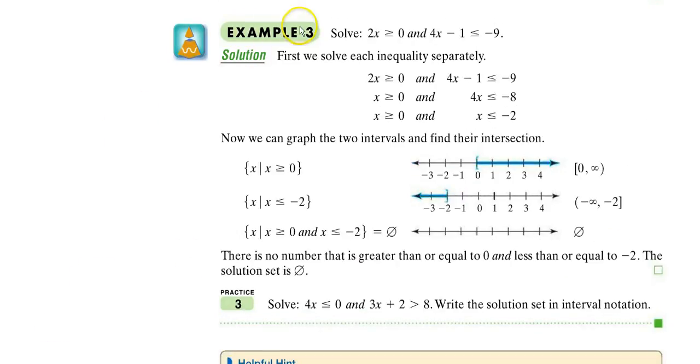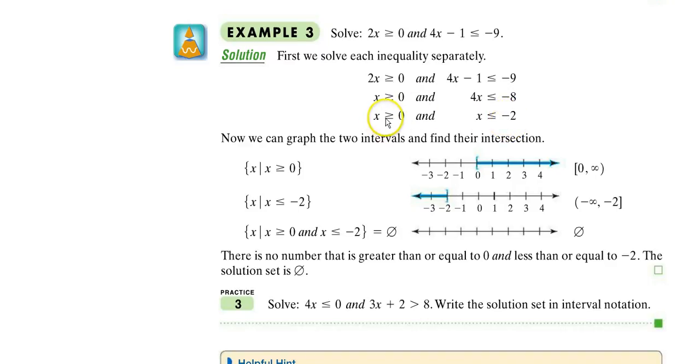On to example 3. Again, we have this inequality and this inequality and the word "and". So this is intersection. We solve this by dividing both sides by 2. We get x is greater than or equal to 0. We're going to transpose the 1, which becomes a positive 1. Add it to -9 gives us a -8. Divide by 4. This gives us a -2.